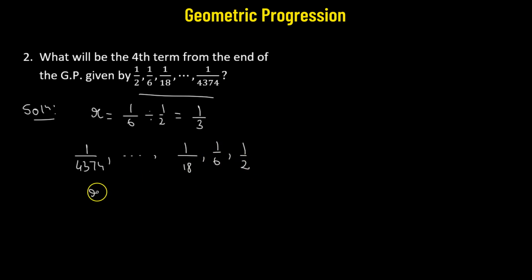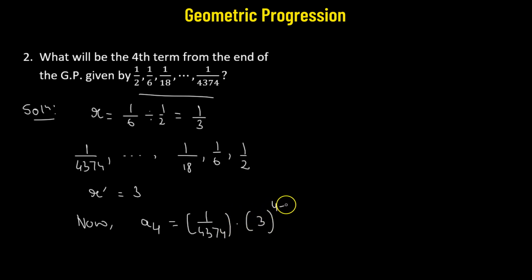Here, the new common ratio R prime is going to be equal to the reciprocal of the common ratio of the original geometric progression. So that is going to be 3. Now we can obtain the fourth term from the end. So a4 is going to be the first term of the reverse geometric progression. So it's 1 over 4374 multiplied by the common ratio, which is 3, raised to the power of 4 minus 1.